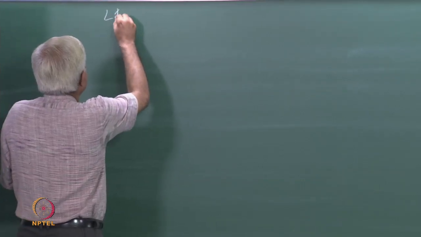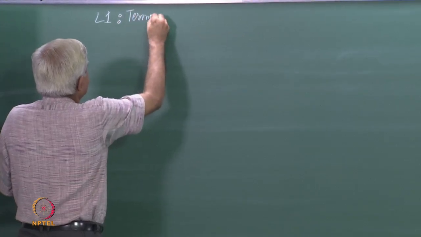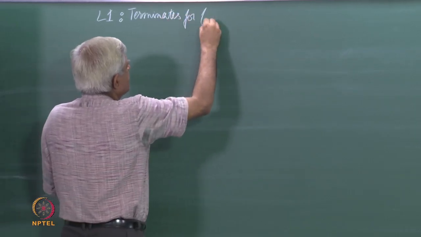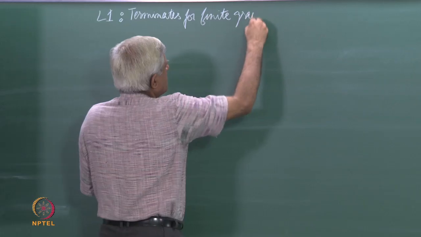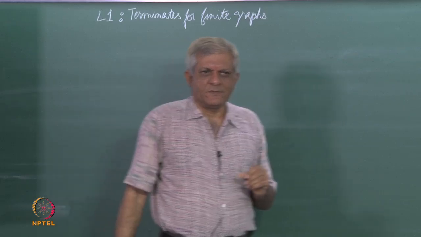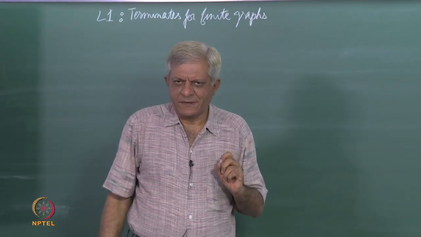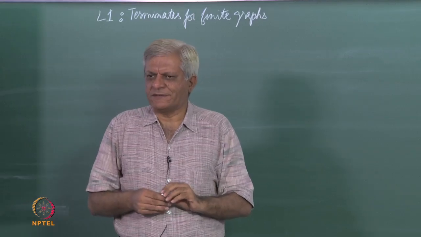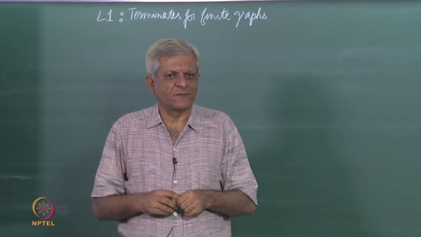So, L1 simply says that it terminates for finite graphs. The algorithm will terminate for finite graphs. That is the only statement we want to assert at this moment. What is the justification or what is the reasoning to say that it will always terminate for finite graphs?